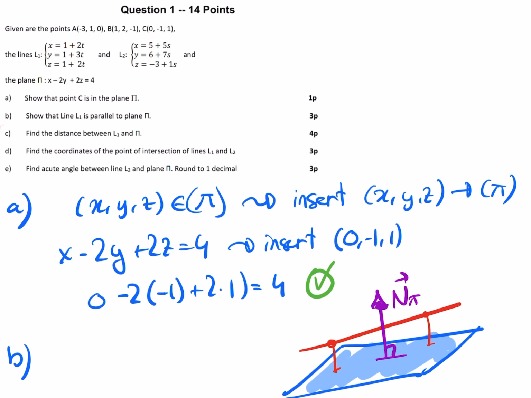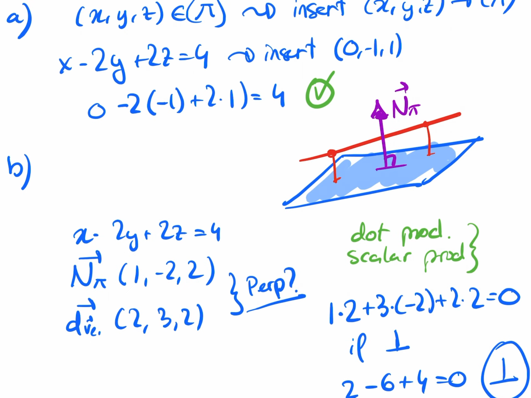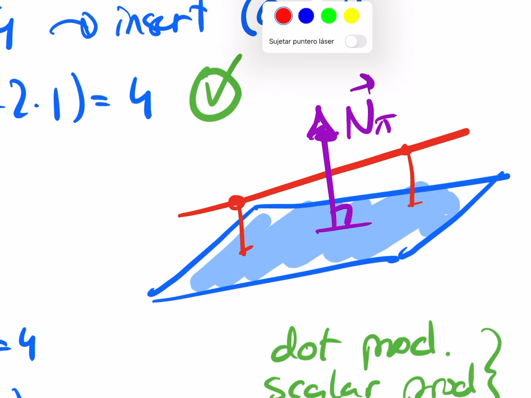For question C, we've got distance between line and plane. We can go back to this here. If we look at this, we know that the line is parallel to the plane, and there is no formula for finding the distance from a line to a plane. So we have two different approaches.